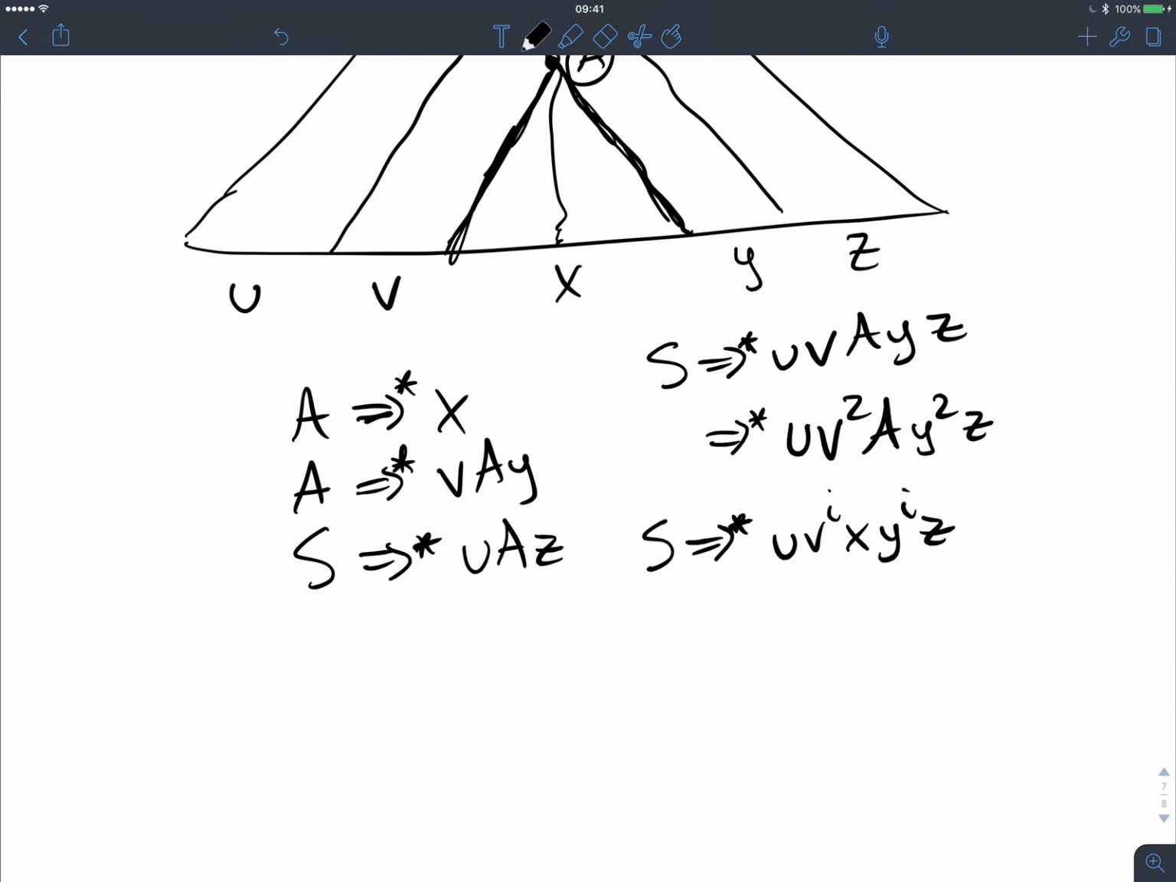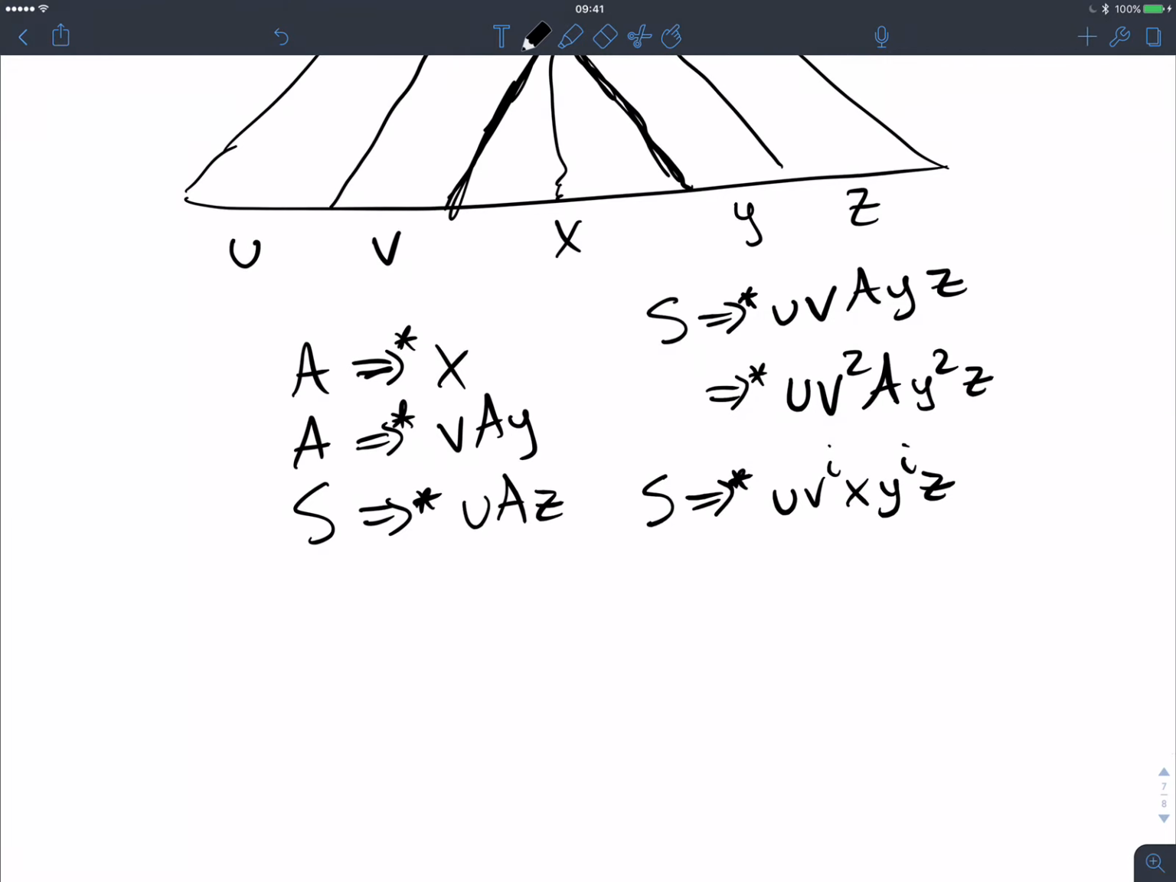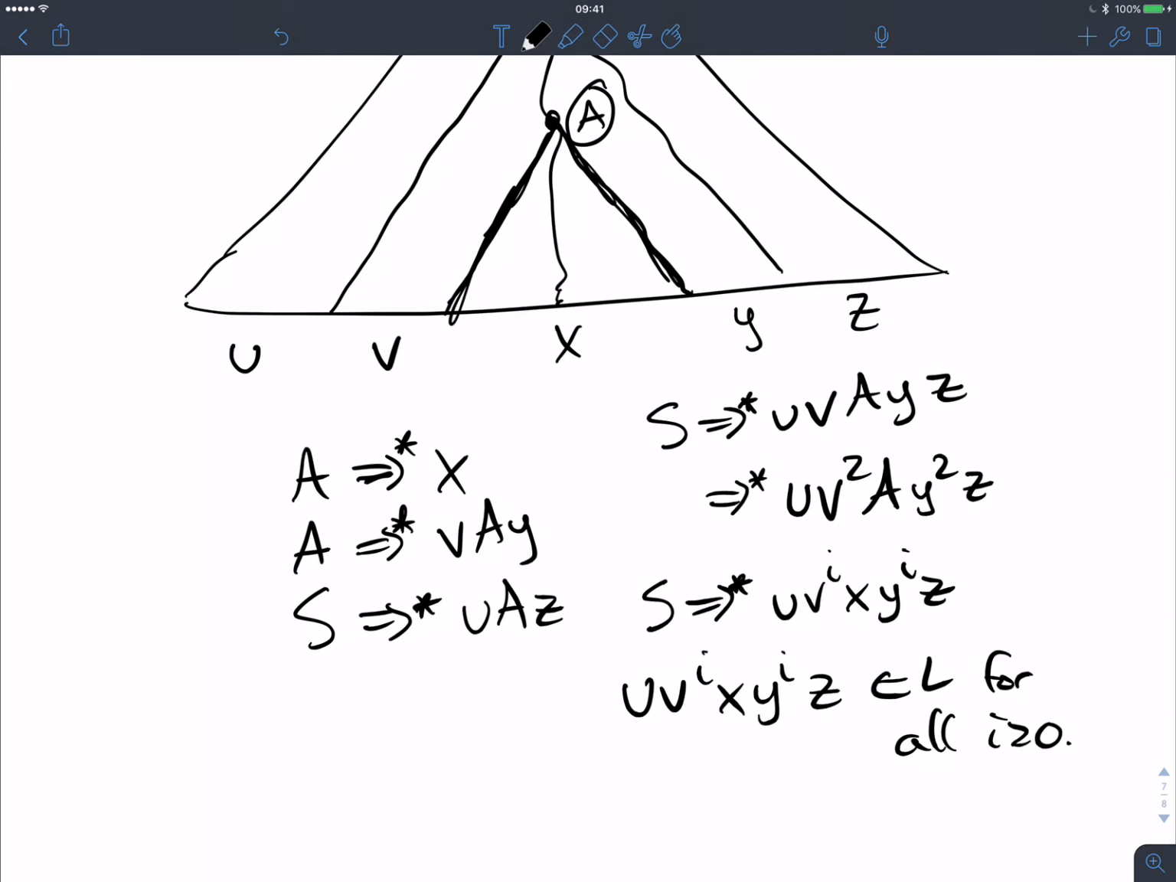So what could I say about the string U, V to the i, X, Y to the i, Z? It's in the language. Why? Because I can make a parse tree for it. I can just iteratively apply these rules over and over in order to get it. So we know that U, V to the i, X, Y to the i, Z is in L, for, sound familiar? There's one more that we need to look at.